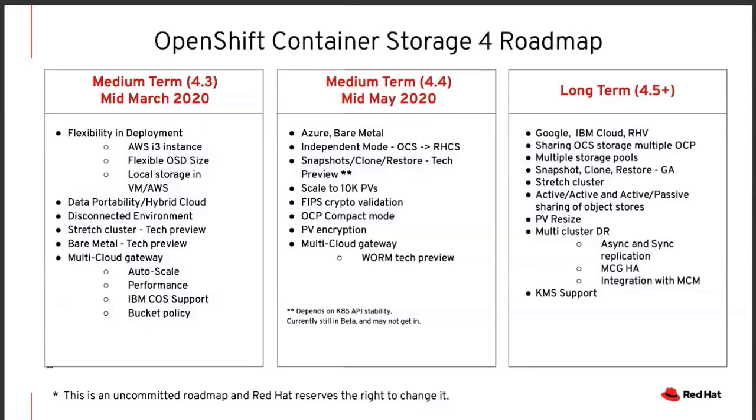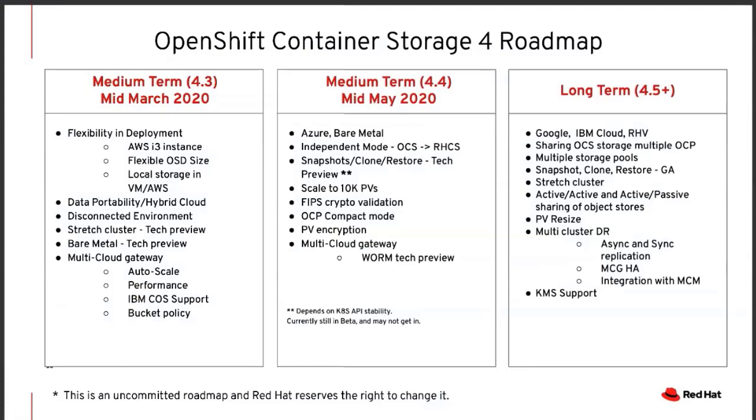Also planned is local storage in both VMware and AWS. That means you could use local storage on the nodes. For now in VMware it uses vSAN, and in AWS it uses EBS. And in this version we will enable local storage coming from server systems. Data portability across hybrid cloud is a thing. There will be new functionality.